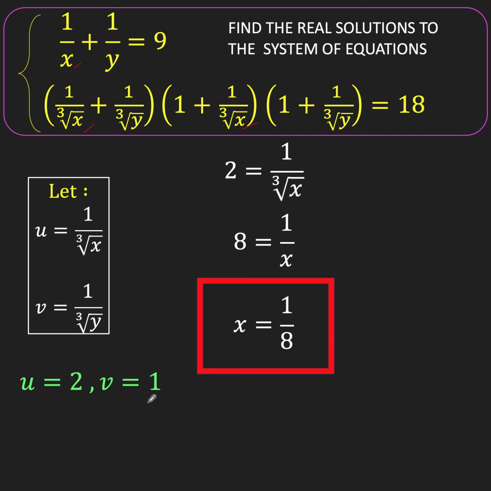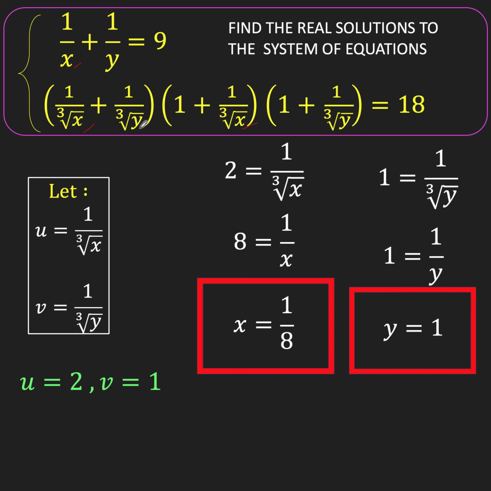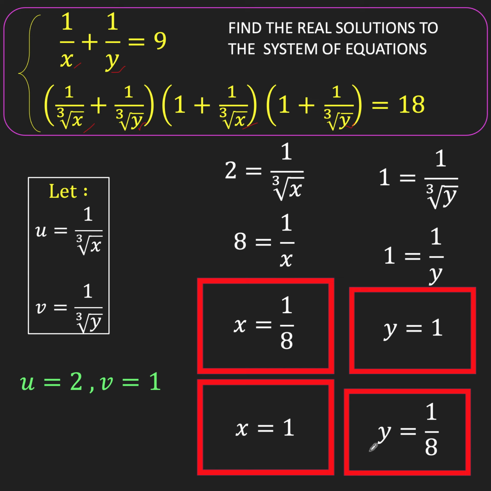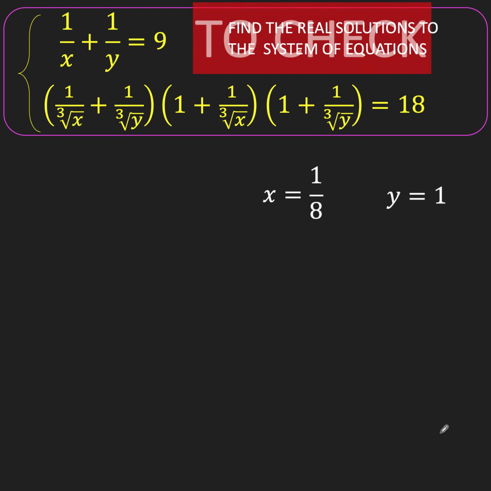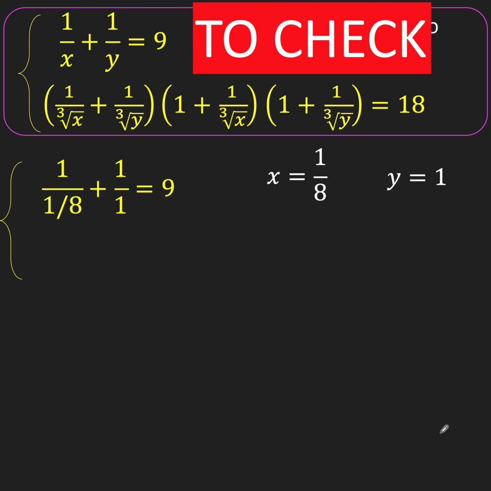Next is v equals 1. So if v equals 1, we now have 1 equals 1 over the cube root of y, and raise both sides to the third power to arrive at 1 equals 1 over y, and solving for y, y is equal to 1. And so this is our second value, the value of y. But we said that u could also be 1 and v is 2. And when that happens, then we also have this other possible pair, x equals 1 and y is equal to 1 over 8.